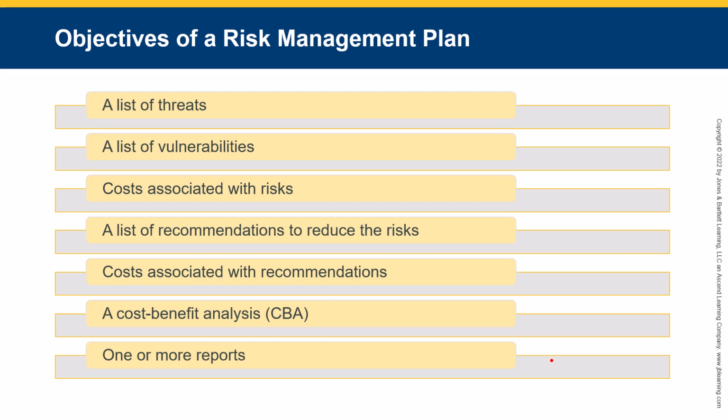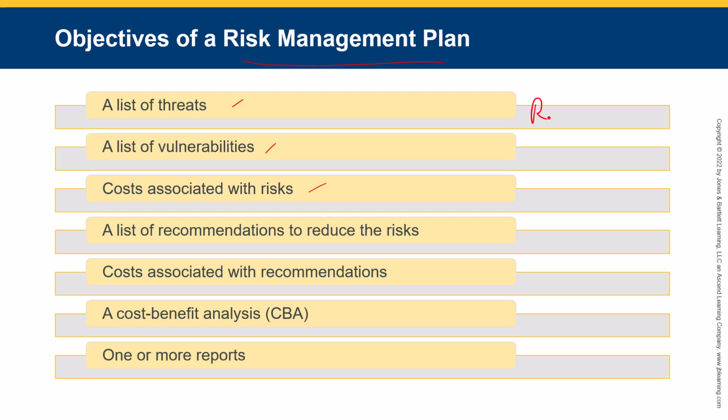Again, we're going to look at what the overall objectives of that plan are. The plan, the best it can, identifies all of the risks. It provides a list of those threats within the organization that pertain to that organization, and a list of vulnerabilities. Those allow you to start getting that list of risks that have been identified. You're going to be doing the cost associated with the risks. You're going to develop a list of recommendations for each risk.